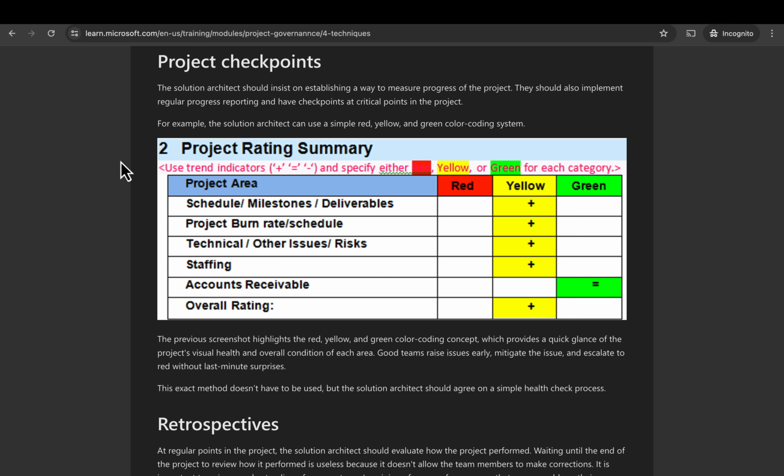Project checkpoints. The solution architect should insist on establishing a way to measure progress of the project. They should also implement regular progress reporting and have checkpoints at critical points in the project. For example, the solution architect can use a simple red, yellow, and green color coding system.